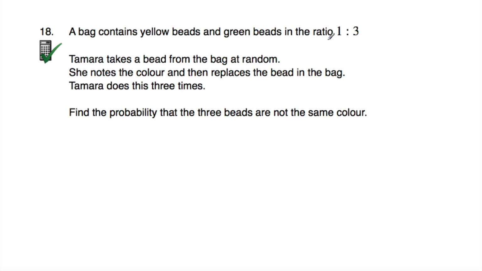Now, no matter how you do it, if you were to find the probability of a yellow, for instance, if there was 1 yellow and 3 green, yellow, green, green, green, the probability of a yellow would be 1 out of 4, and that would be 1/4.